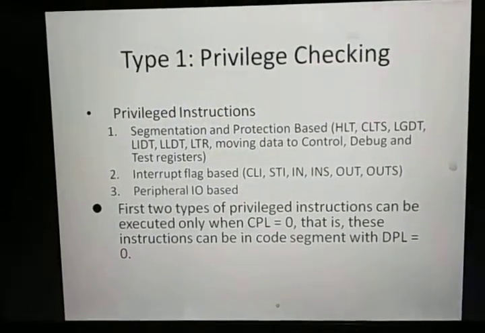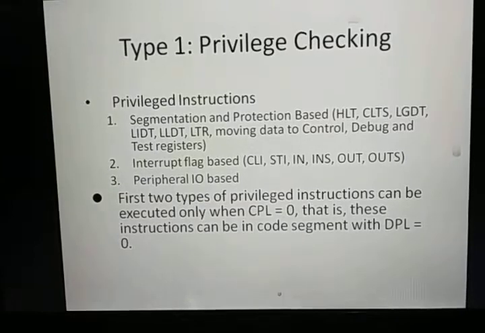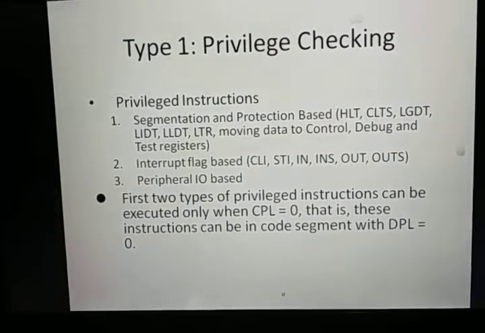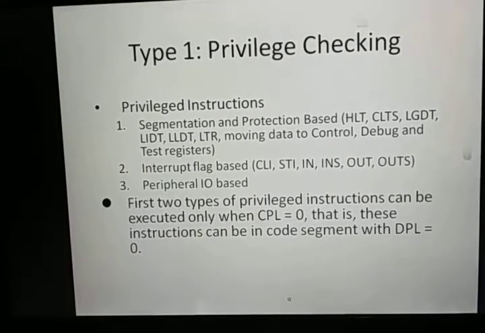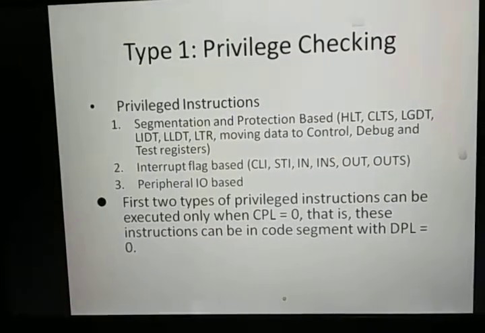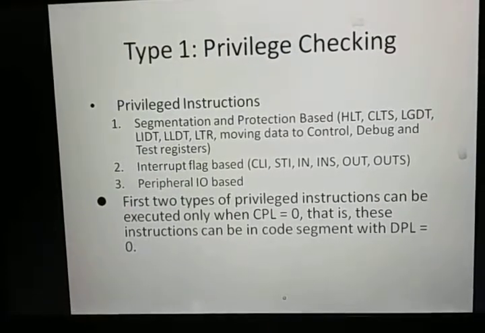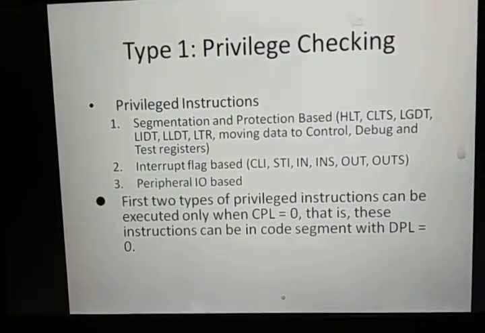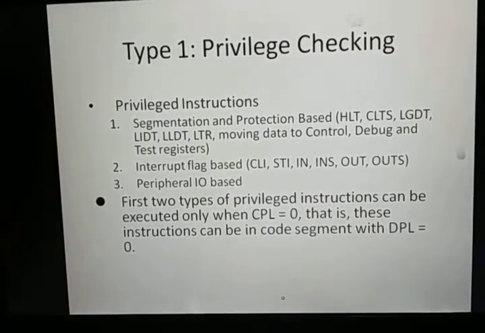Privilege checking type 1: privileged instructions. Segmentation and protection based: halt, clear task switch, load global descriptor table, load interrupt descriptor table, load local descriptor table, load task register, or moving data to control, debug and test registers. At that time we will check the privilege level.